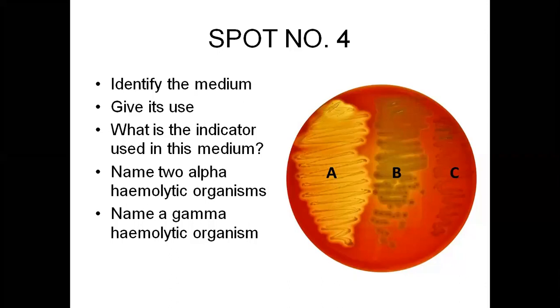What is the indicator used in this medium? There is no special indicator added, but RBCs themselves are the indicator, because RBCs are going to show hemolysis or no hemolysis. So RBCs themselves are the indicator.